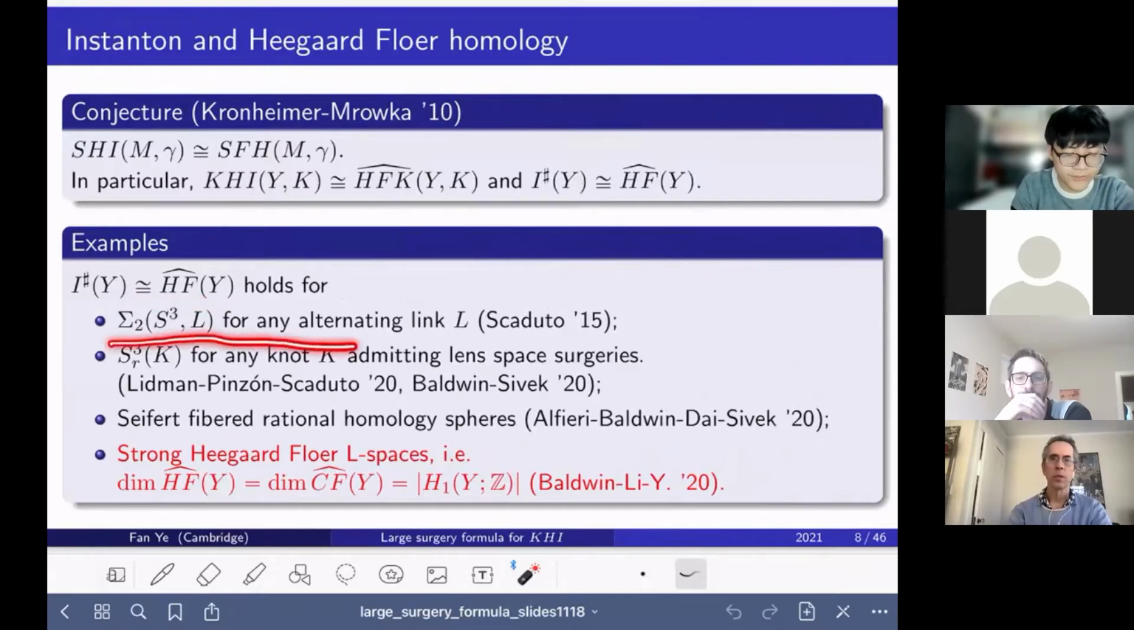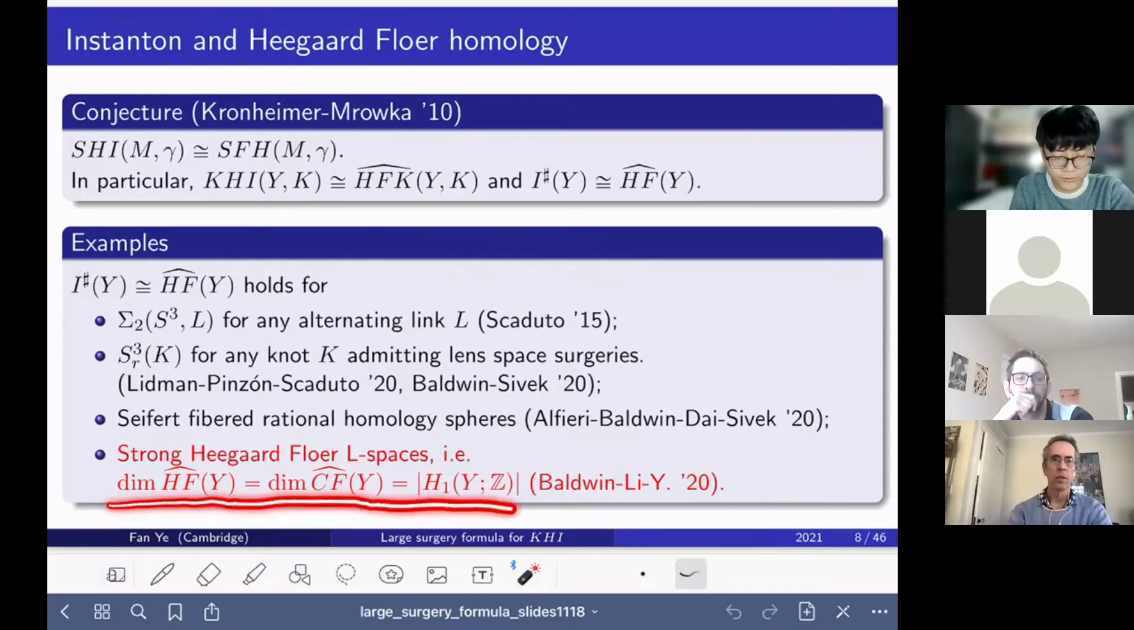For closed 3-manifolds, we have the isomorphism of I sharp with HF hat for the double branched cover over an alternating link, the surgered manifold for a knot K admitting an L-space surgery, Seifert fibered rational homology spheres, and also the strong Heegaard Floer L-spaces. The definition of strong Heegaard Floer L-spaces is just that the dimension of HFK hat equals the dimension of the chain complex, which also equals the order of the first homology. That's the definition.